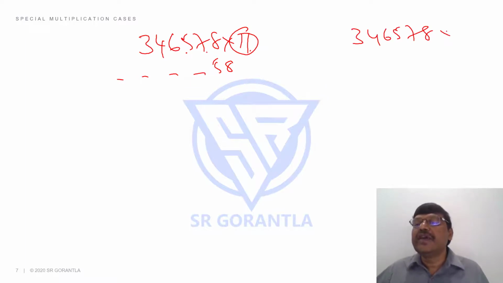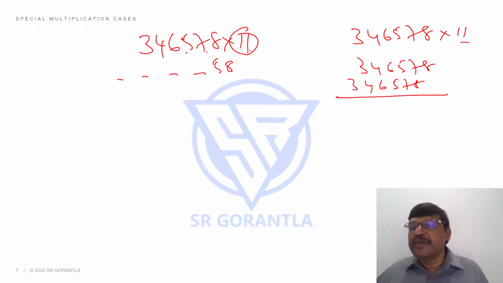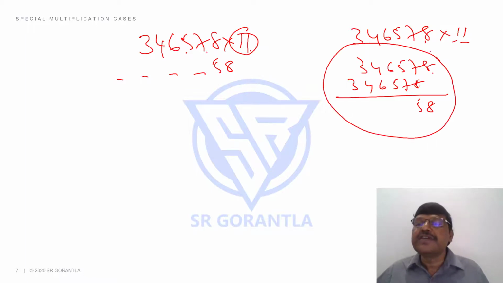Students, into 11 means what you do is first you write 3 4 6 5 7 8. Next you write again below this 3 4 6 5 7 8. Then you start adding. You multiply with 1 and write down. You multiply with 1 and write down. Like this you add, right? So I am also going to do the same thing, please. But the only thing, students, see, if you want, I'll complete this. Say 8 plus 5, 13, 12, 11, 8, 3. This is how you do it, right?